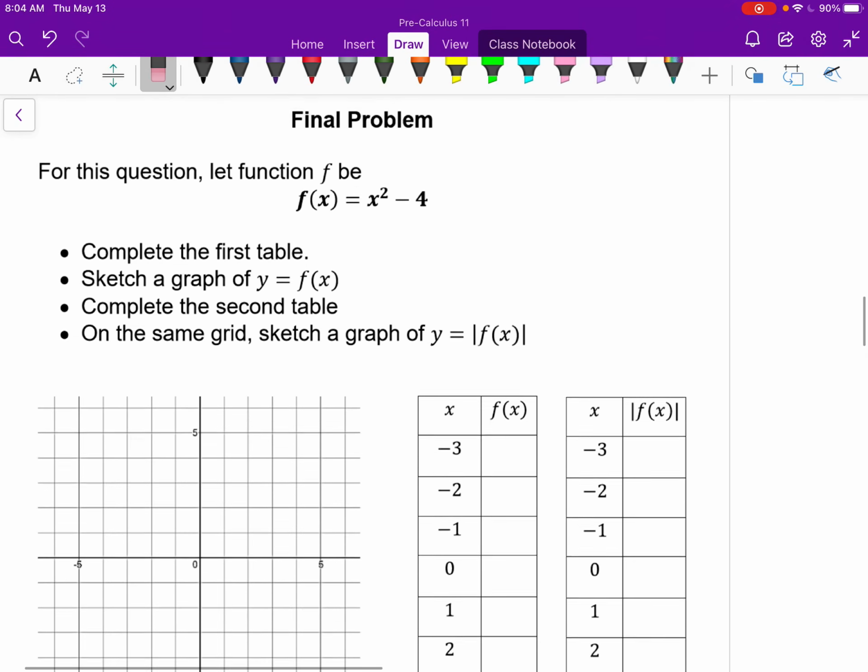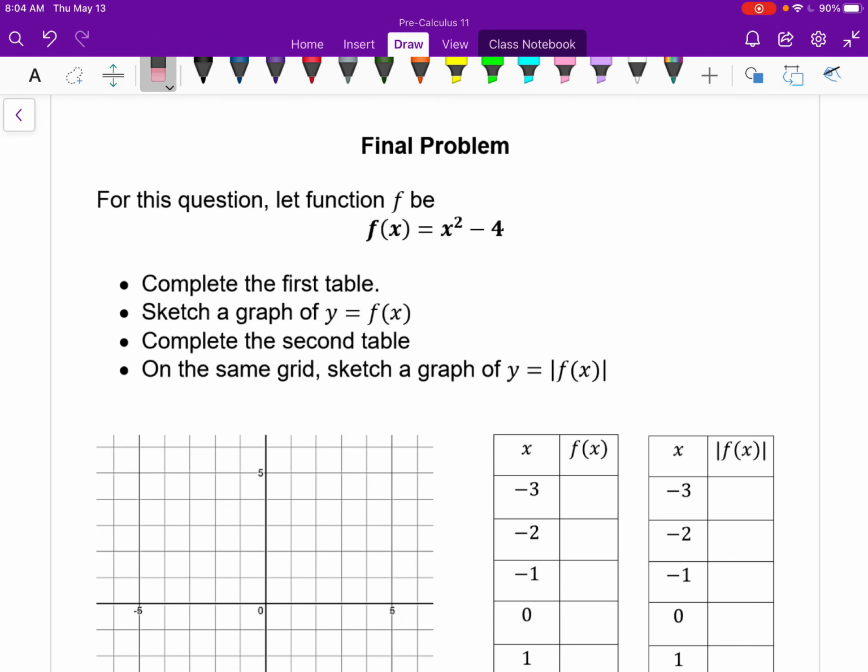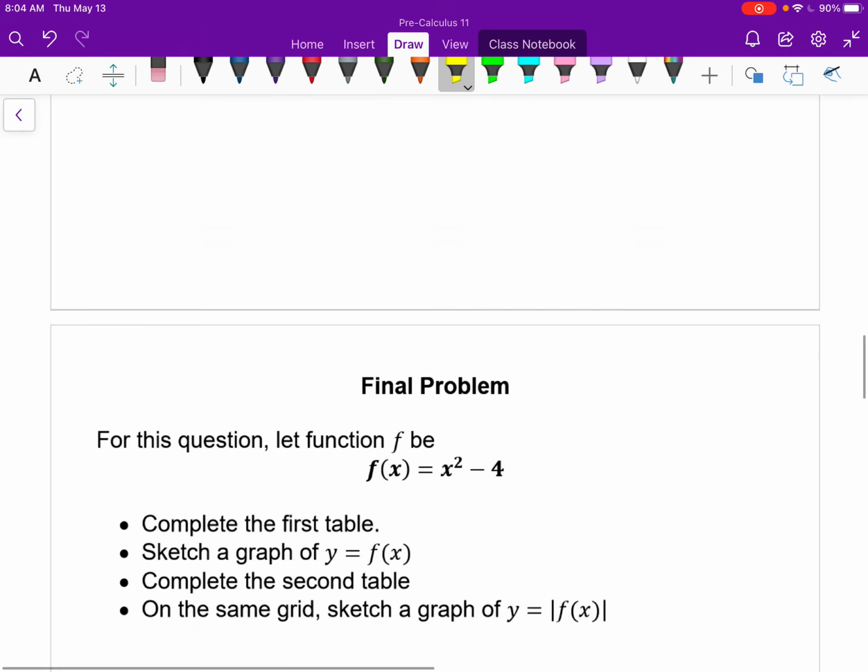All right, so with that said, this final problem is again a lead into the next lesson, thinking about what happens to a graph of a function if you find the absolute value of it. So first, for this, f of x is x squared minus 4.